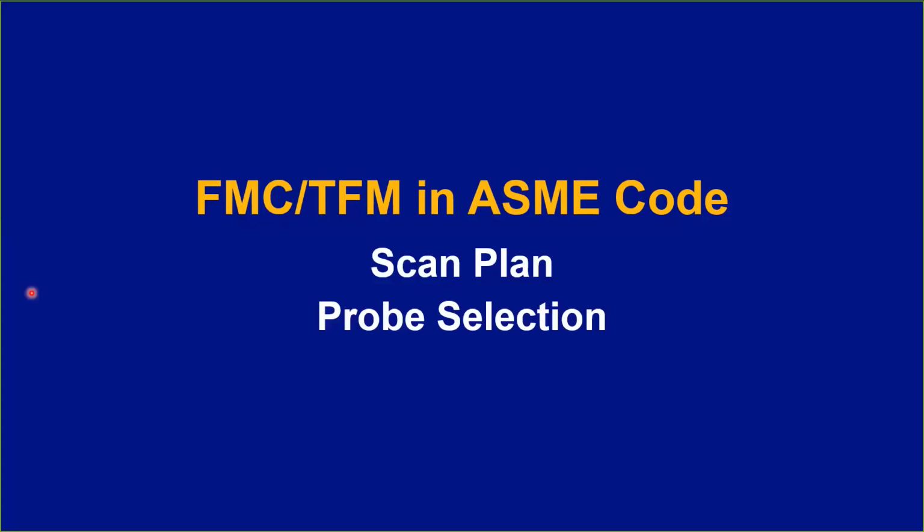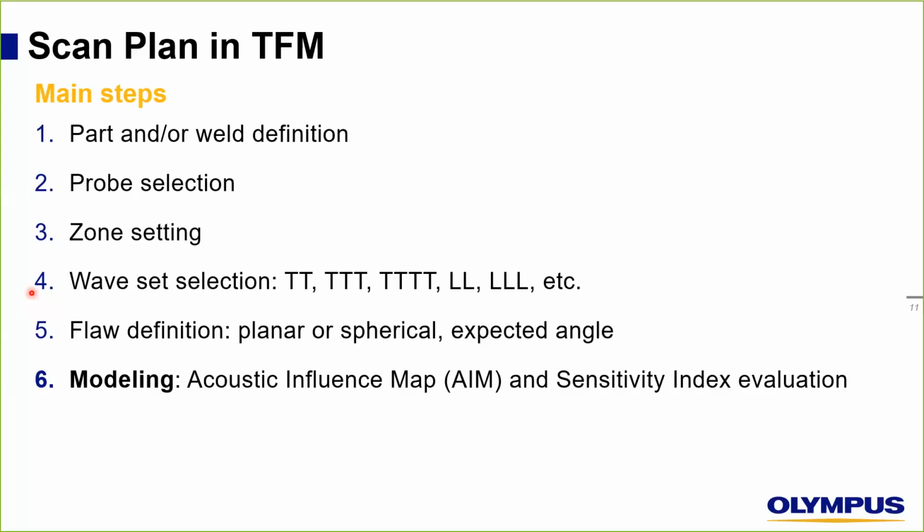So let's focus now on the scan plan and the probe selection as requirements from the ASME code. We will see some other requirements in the next section as well, but now let's talk about the scan plan. The main steps to build a scan plan in TFM are the part and weld definition, like phased array; the probe selection, same as phased array; and the zone setting. Zone settings are something new compared to standard phased array, where users have to select between sectorial scan, linear scan, or compound scan. Wave set selection is new and really specific to TFM. Flaw definition is very important here, especially when we are using indirect mode or self-tandem mode. So we can have planar or spherical, and if planar, we can put the expected angle.